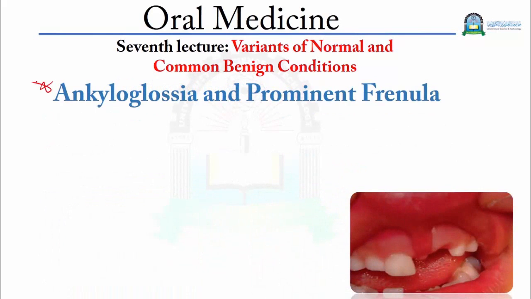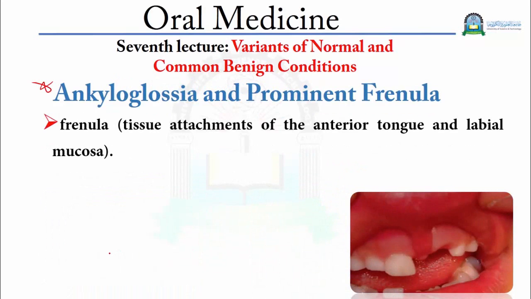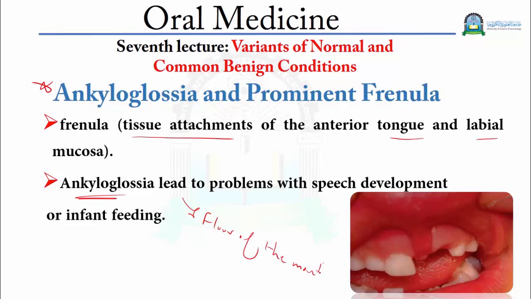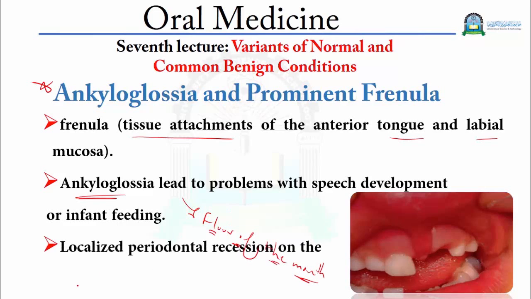Ankylosed or prominent frenulum. Frenula, as we know from oral diagnosis, are tissue attachments of the anterior tongue and labial mucosa. Ankyloglossia leads to problems with speech development or infant feeding. If the tongue is attached to the floor of the mouth by a high frenal attachment, it can lead to problems in speech and feeding of the infant.